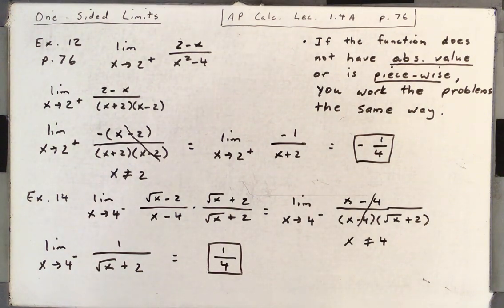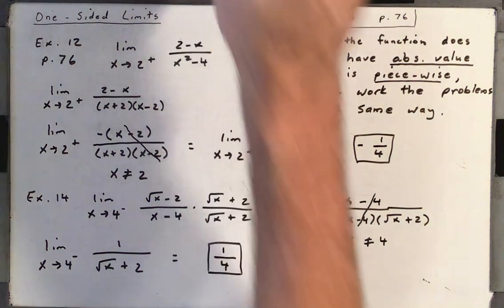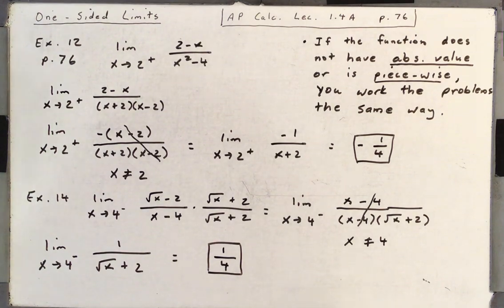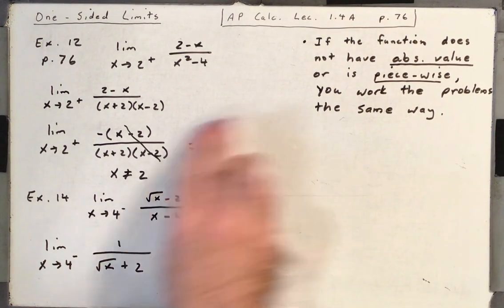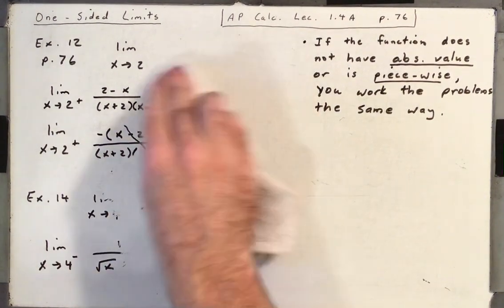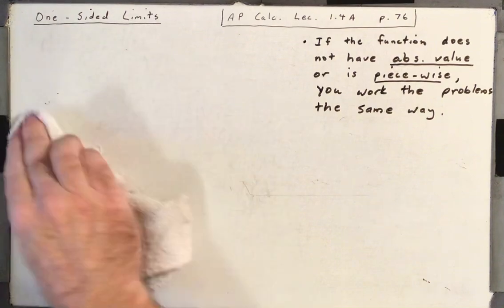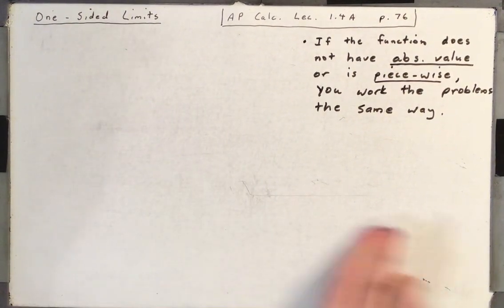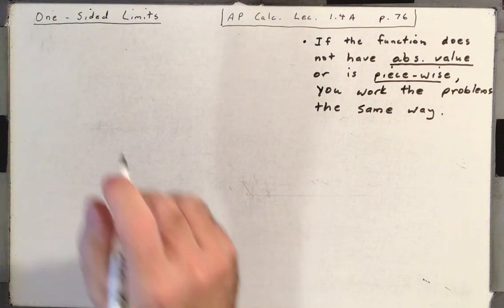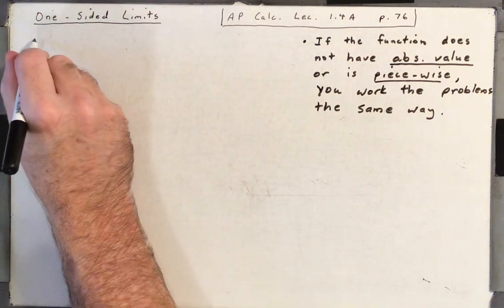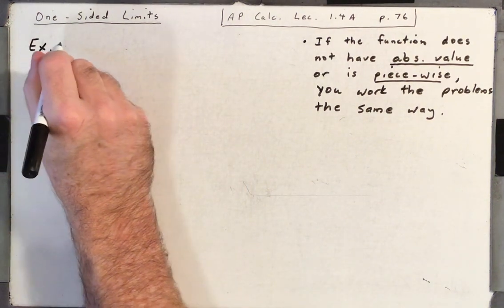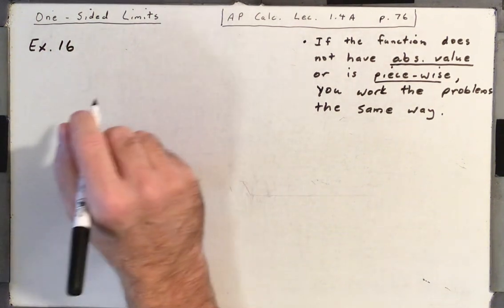All right, boom. So that just gave you a little practice from last section. Now let's do a couple where we do have to analyze it from the left or the right. So this is really the new stuff. Okay, let's look at example 16. We're still on page 76.